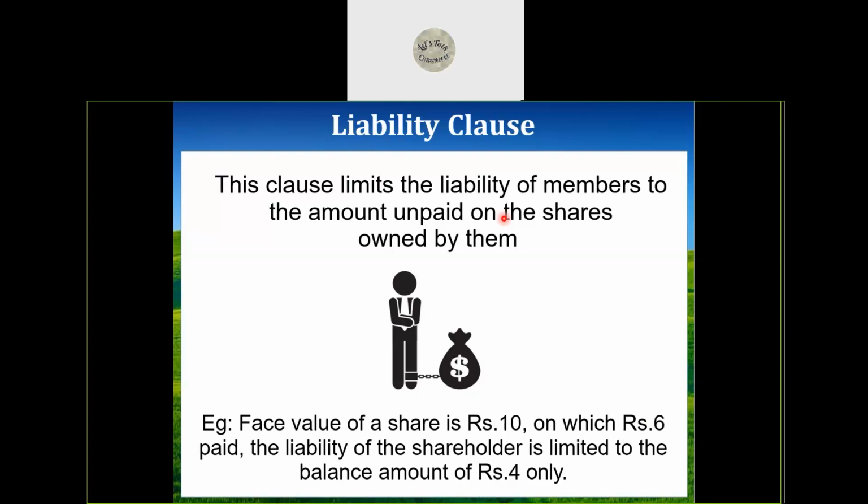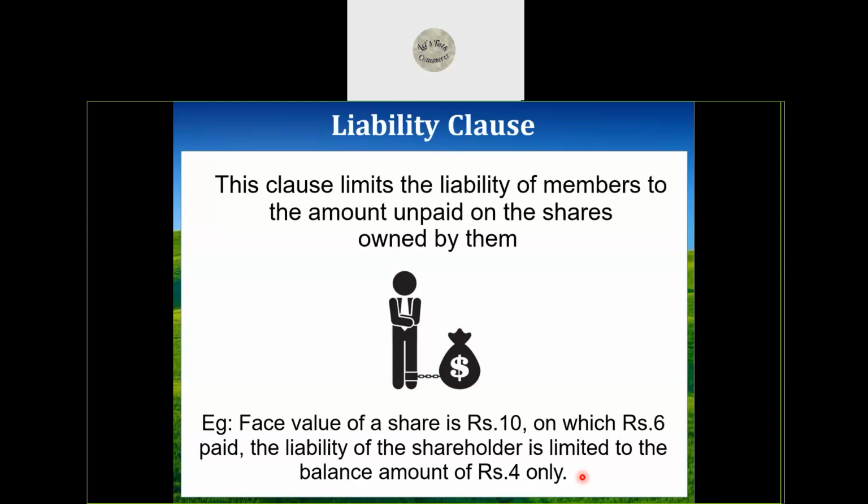इस liability clause के ऊपर एक केस स्टडी बन जाती है 3 मार्क्स में. उस केस स्टडी में जैसे ये एग्जाम्पल दिया हुआ है, इसी तरह से एग्जाम्पल आ जाता है. For example, face value of a share is 10 rupees. Face value of a share means एक share 10 rupees का है, on which 6 rupees paid. 6 rupees shareholder ने पे कर दिए कंपनी. The liability of the shareholders is limited to the balance amount of 4 rupees only. तो बस हम उससे 4 rupees और ले सकती है कंपनी, उससे एक्स्ट्रा कंपनी उससे कुछ भी नहीं ले सकती. The shareholder, the member is liable only for 4 rupees only, जितना उसके ऊपर पेंडिंग अमाउंट है.